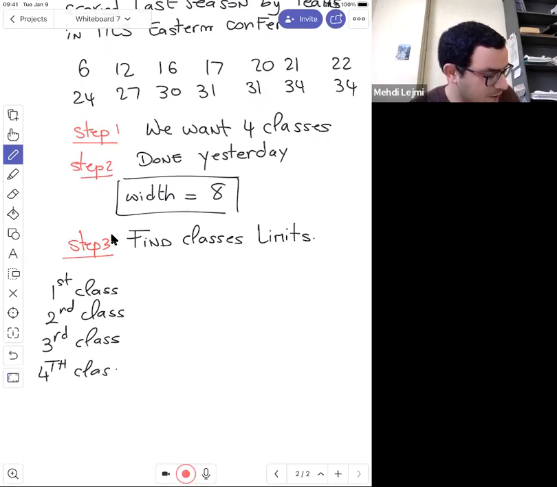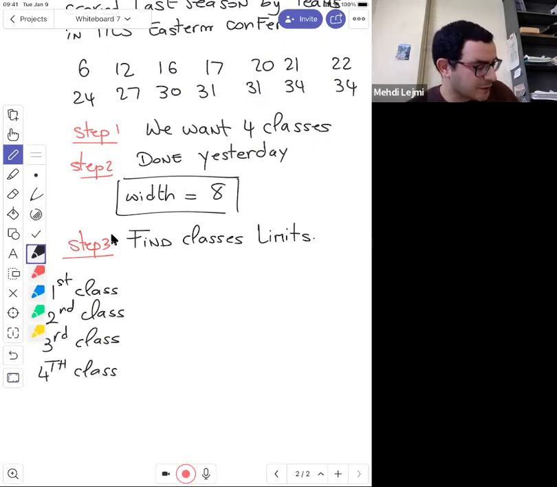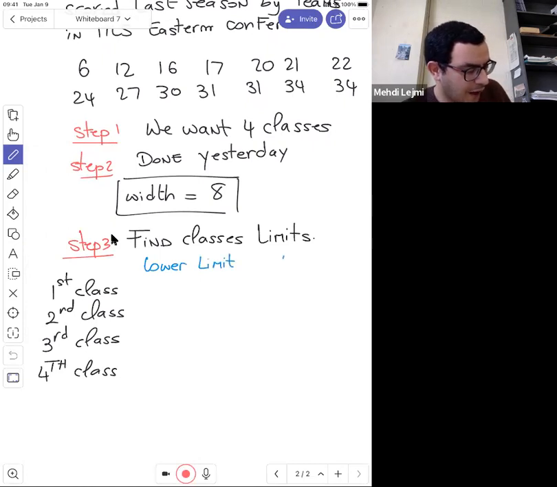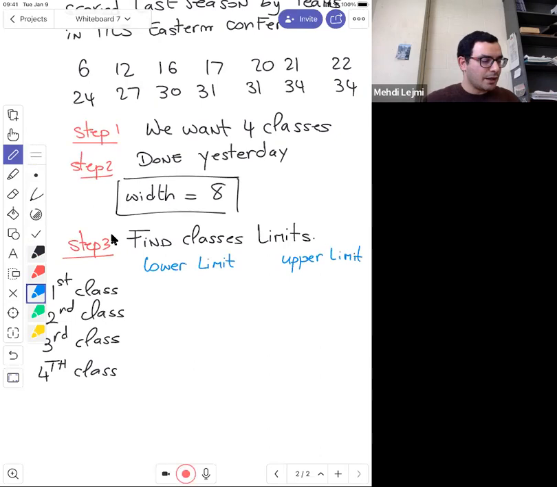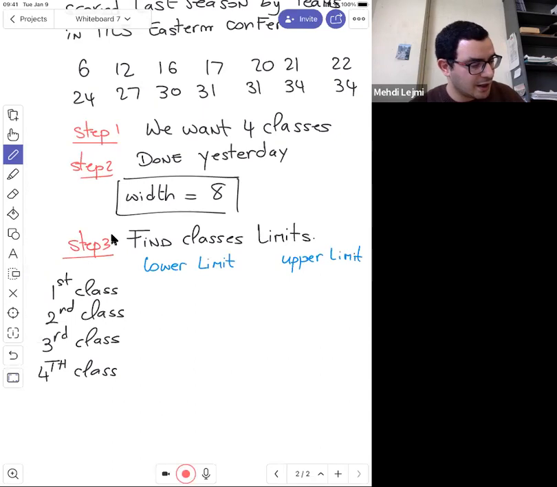For each class, you need to find the lower limit, which will be the smallest number in the class, and then you need to find the upper limit, which will be the largest number in the class. We start with the lower limit, and once you're done with it, we can move to the upper limit. The lower limit of the first class is always the smallest number. In our example, the smallest number is 6, so the lower limit of the first class is going to be 6.